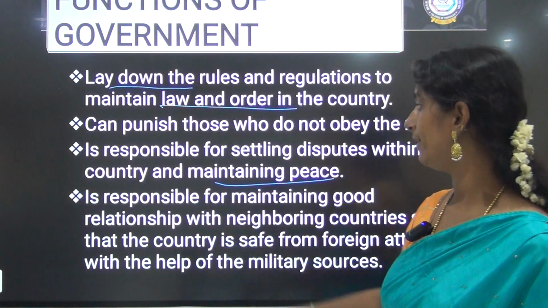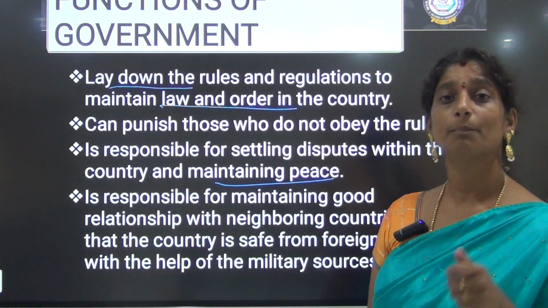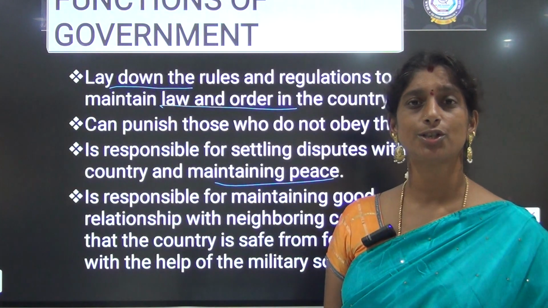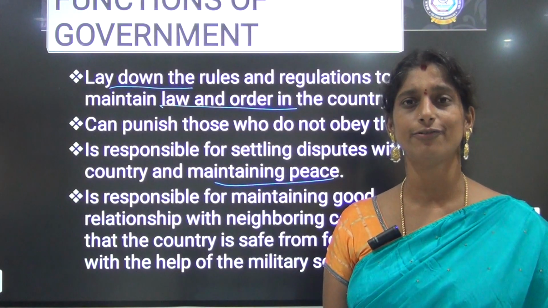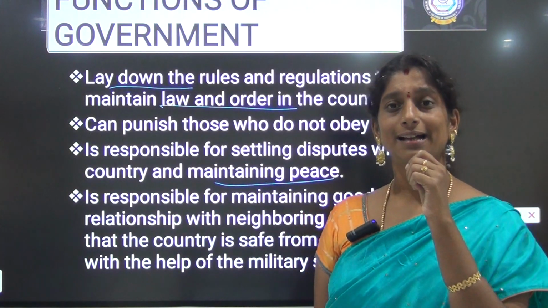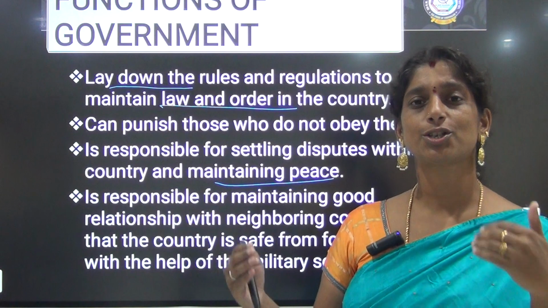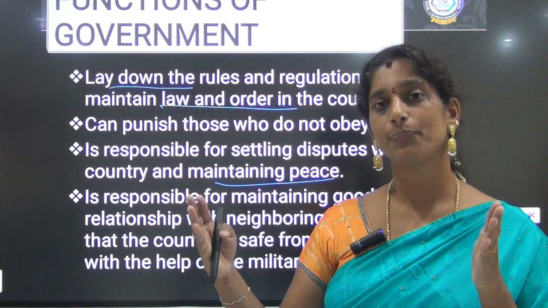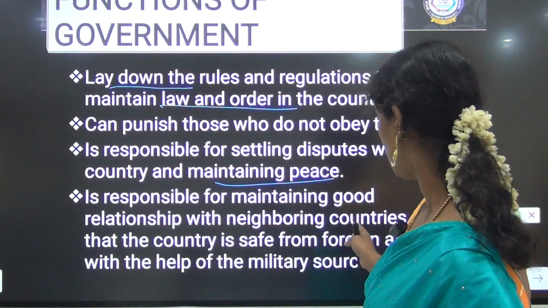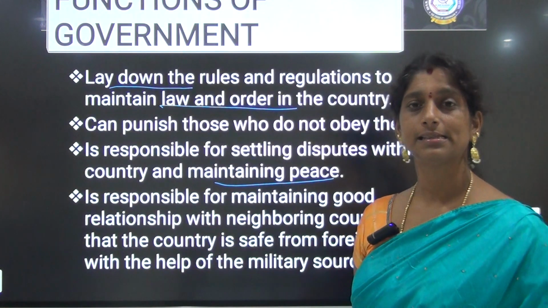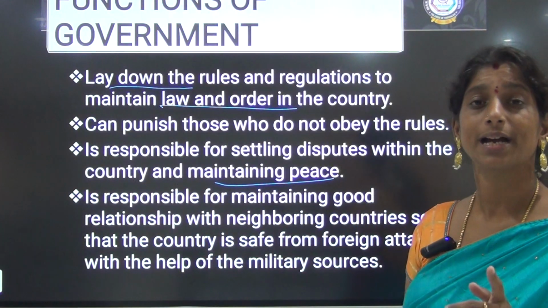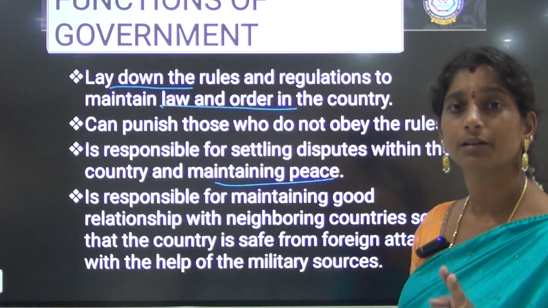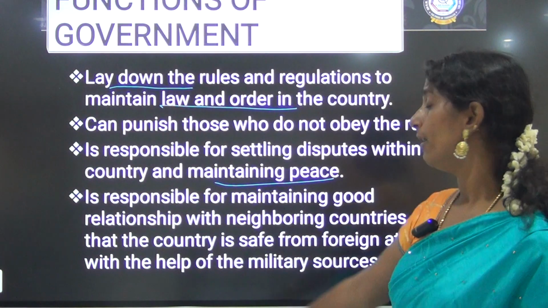Clear? Then it is responsible for maintaining a very good relationship with the foreign countries, the other countries, any neighboring country for that matter. Okay? It has to make sure that a good relationship is being maintained with the neighboring country so that the country is safe from the wars. Okay? There will not be any foreign attack or any war against the country.